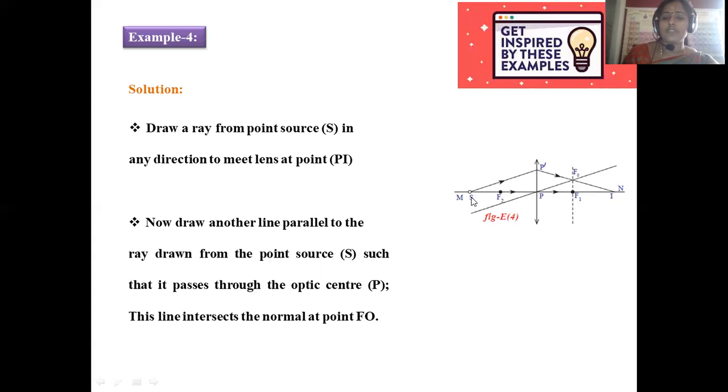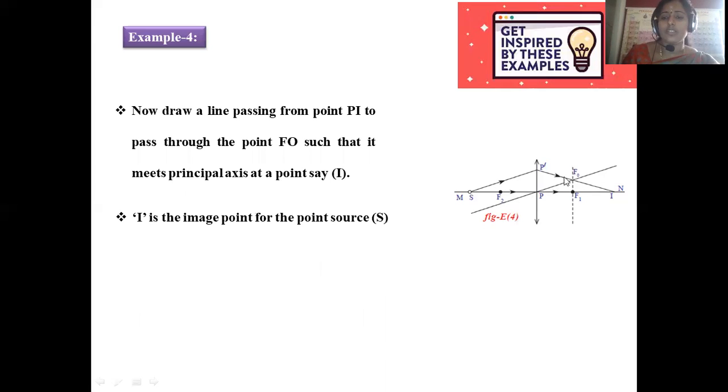So two light rays originate from the source, the point source, right? So here this line intersects at the normal FO. So this line is used to intersect at the line FO. So here it is clearly mentioned FOE on this principal axis. So away from the principal axis, this line was kept. Now, draw a line passing from P prime to pass through the FO, and it used to cross the FO point such that it meets the principal axis at the point I.